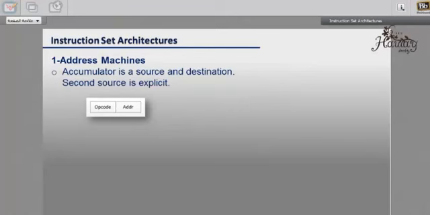Right, now we have another type, which is the one address machine. As I said, it's more or less exactly like the Little Man Computer. You have the code on one side, and you have the address, the mailbox address, on the other side.